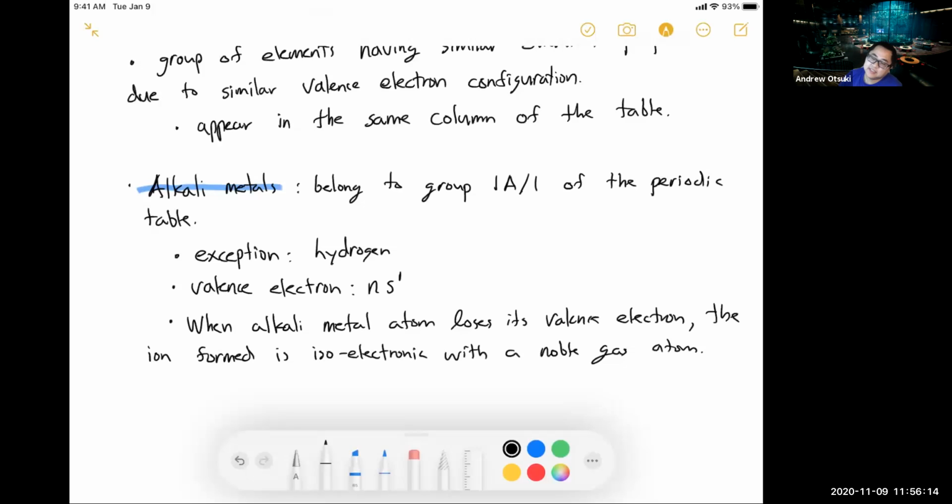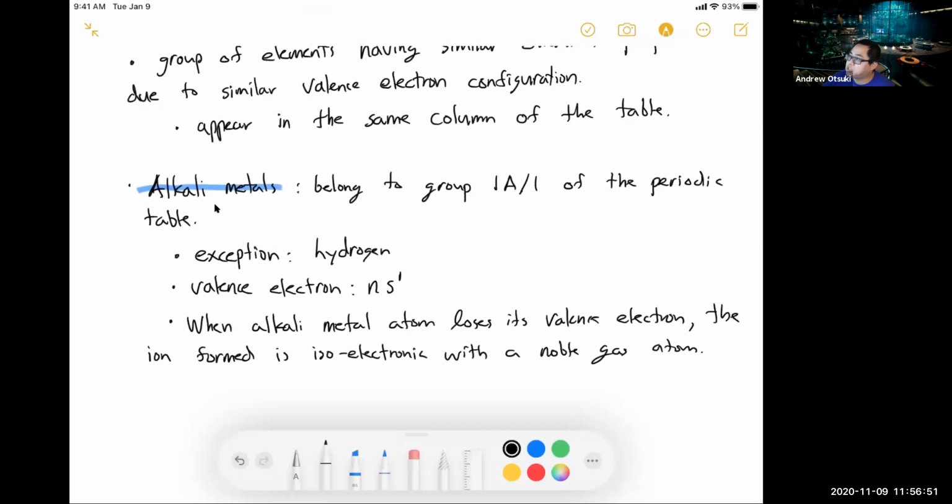Isoelectronic means having the same number of electrons and electron configuration as a noble gas, or as another species. In this case, a noble gas atom. So isoelectronic means having the same electron configuration as another species or another element. So when we lose this valence electron, we gain an electron configuration that is identical to the noble gas in the previous row.